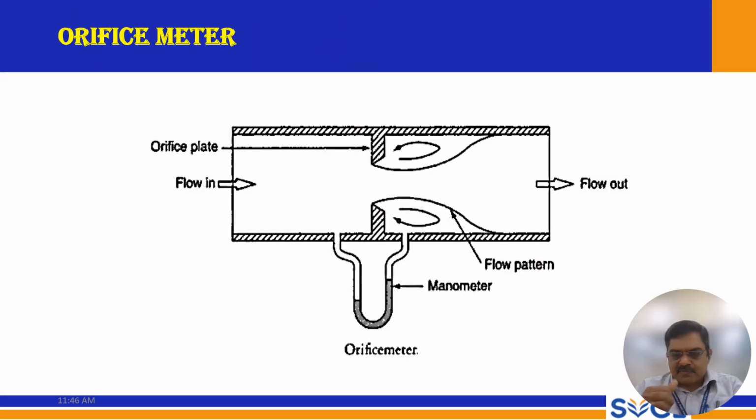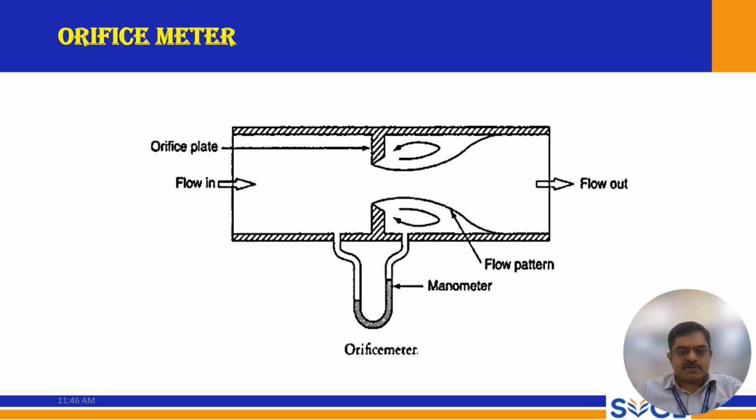To measure flow, there are so many devices available. The first one is the orifice meter. The orifice meter is nothing but just an orifice plate which is kept in between the flow. So here the flow comes in, and the differential pressure can be measured here using a manometer, and this setup is known as an orifice meter. This is the flow pattern and the flow out. So it is placed in between a pipe.